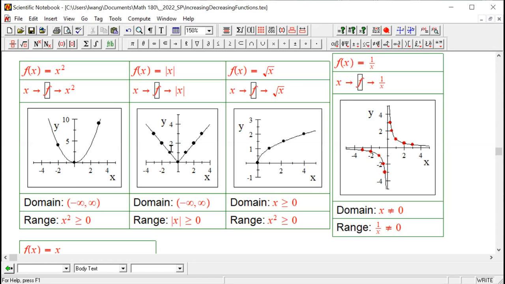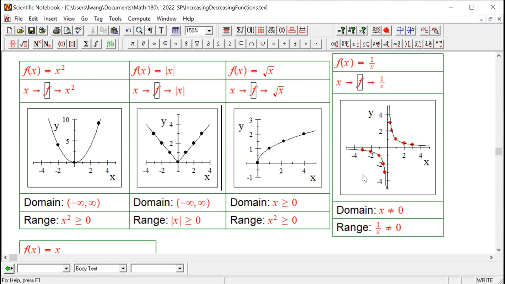But on this half of the interval, from negative infinity to 0, or from 0 to infinity, one is decreasing, the other one is increasing. And the square root function is increasing. And how about this one? When you speak of increasing and decreasing, you have to speak on separate intervals, because overall it is neither.